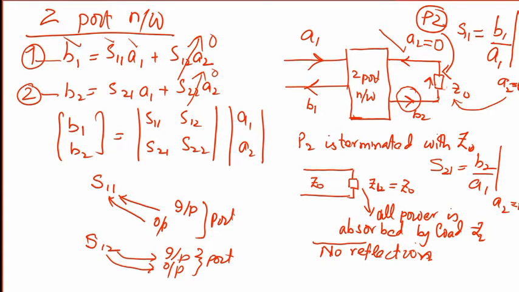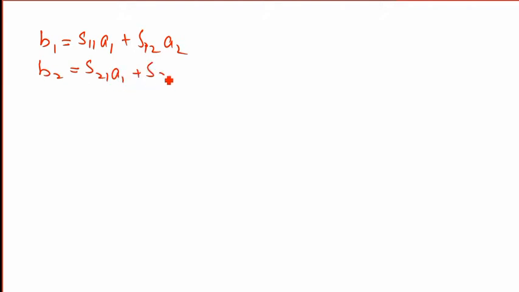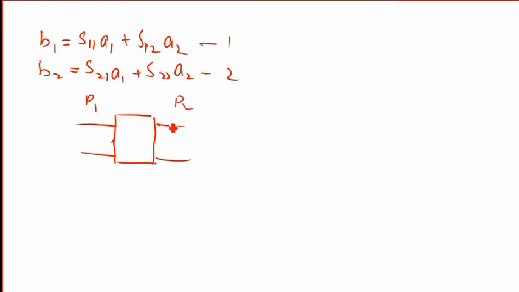Now the next slide is, again I'm going to write this equation. मुझे दोबारा राइट करनी पड़ेगी. B1 equals S11 A1 plus S12 A2, and B2 equals S21 A1 plus S22 A2. This is equation 1, this is equation 2, and if this is our two-port network again, this is P1 and this is P2, and here we have A2 and B2, and here A1 and B1.